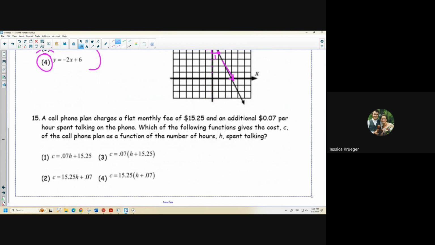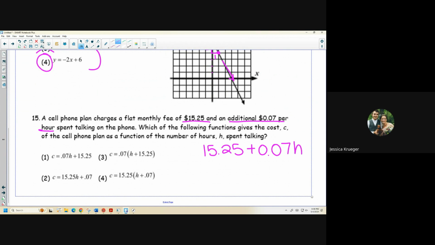A cell phone plan charges a flat monthly fee of $15.25. Ooh, that sounds like my y-intercept. It starts at $15.25 and an additional 7 cents per minute. Oh, no, just kidding. Per hour. This is a great deal. While talking on the phone.